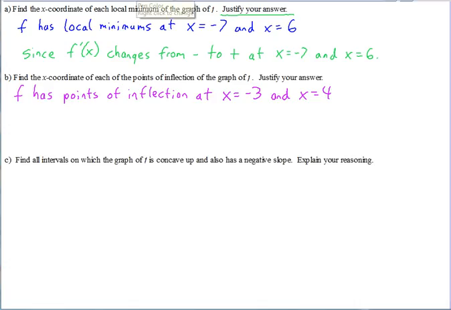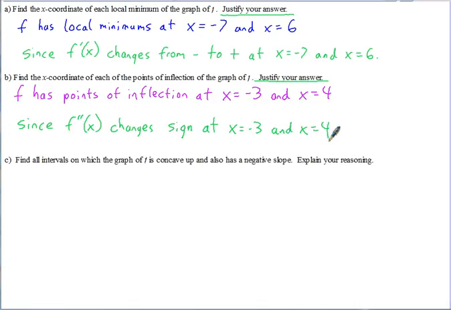And again, it says to justify your answer. So just like we did before, the reason why we know these are points of inflection is that f double prime of x changes sign. Here, unlike local mins and local maxes, it doesn't matter which way it changes, from negative to positive or positive to negative. So you can just say changes sign. Again, refer specifically to it changes sign at x equals negative 3 and x equals 4.